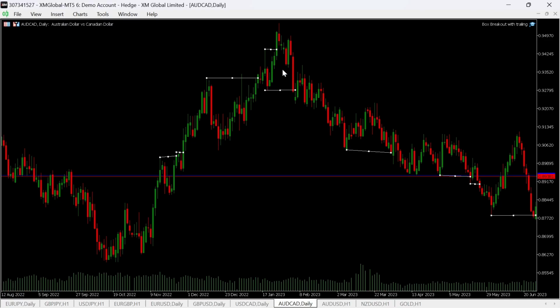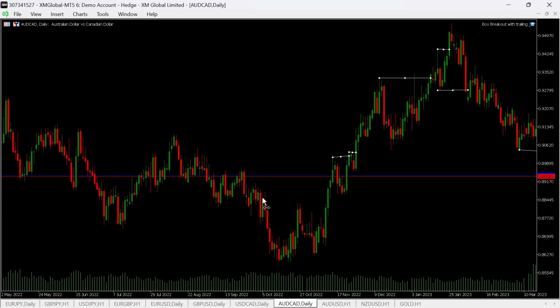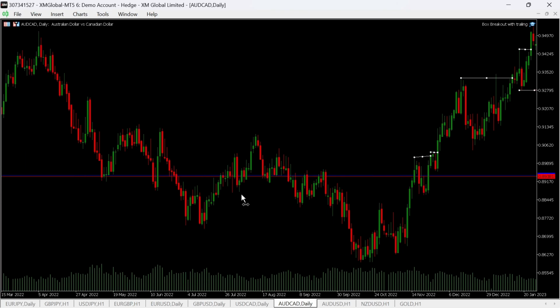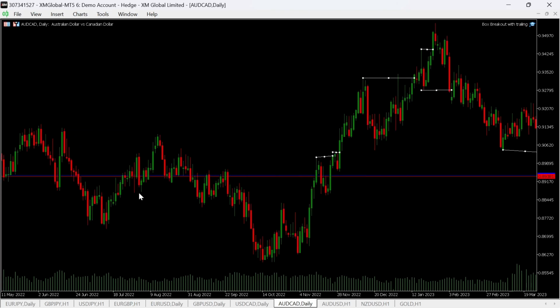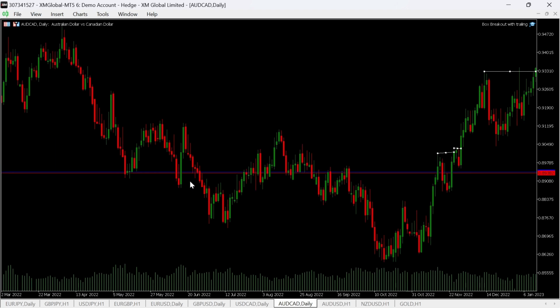So this is a good example of a break of structure. Let's see if we can have another break of structure. Another break of structure was right over here. We can see this is a downtrend, forming lower low, lower high, lower low, lower high, lower low, lower high, and then another low here.